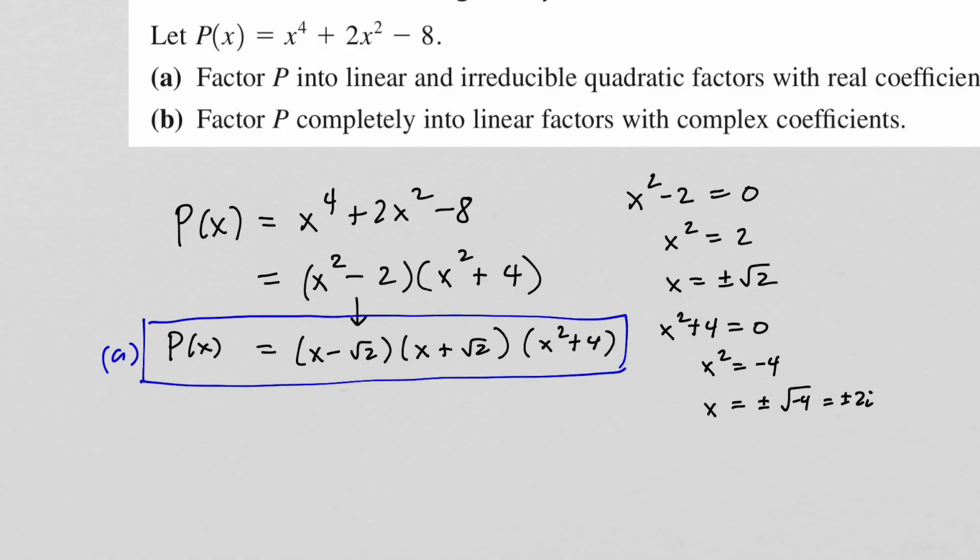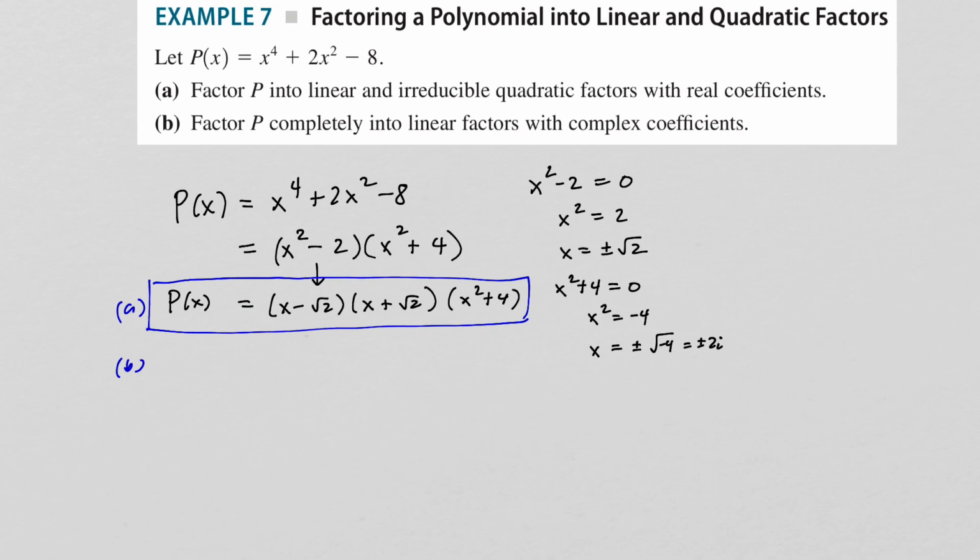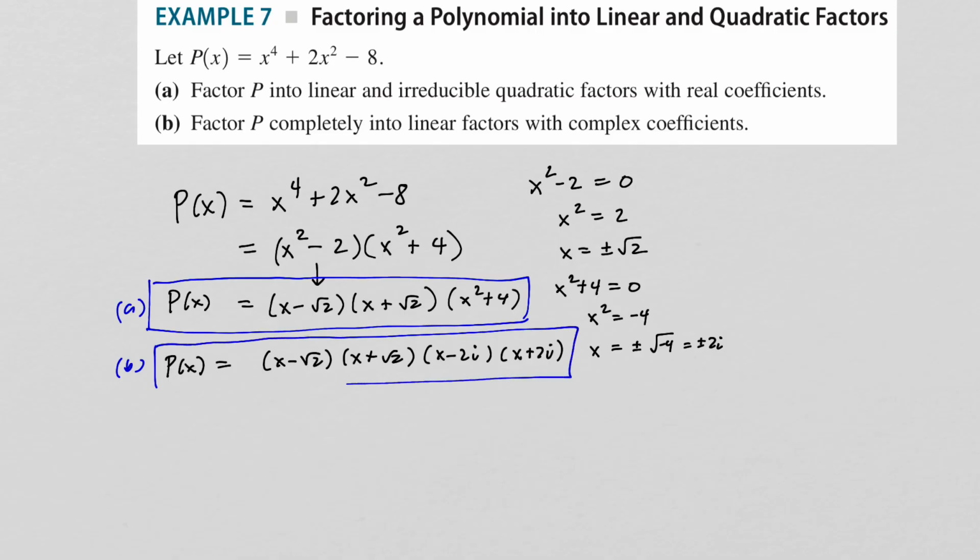For part B, they say go ahead and factor it completely into linear factors, and now we are allowed to have complex coefficients. So for part B here, you would just complete the factorization by simply using 2i and negative 2i as zeros. And so if you do that, this would be the answer. So please understand that both of these are the same. It's just that one is factoring without using complex coefficients, and the other one is factoring with using complex coefficients.